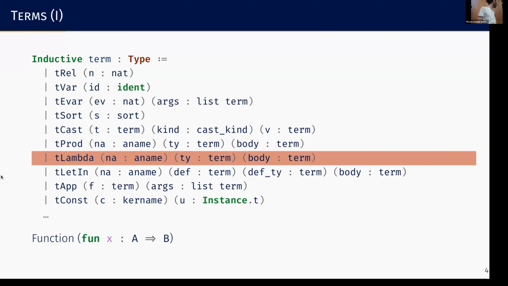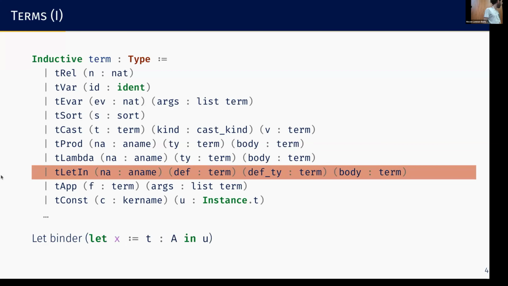Okay, this is the lambda abstraction, not much. Sorry, this should probably be a T here, but whatever. Again, the binder information, the type, and the body. Then let-in nodes, where you have an extra definition for the variable.